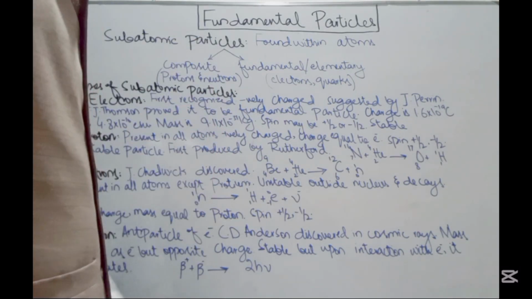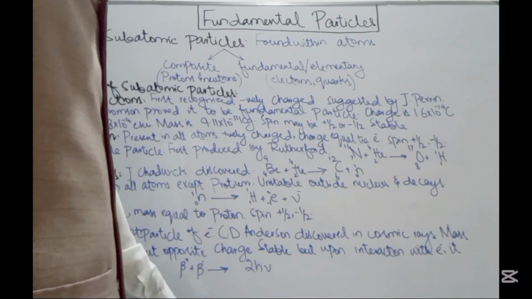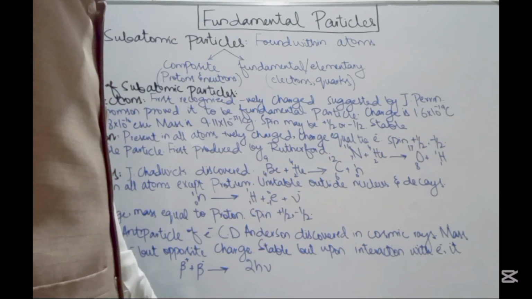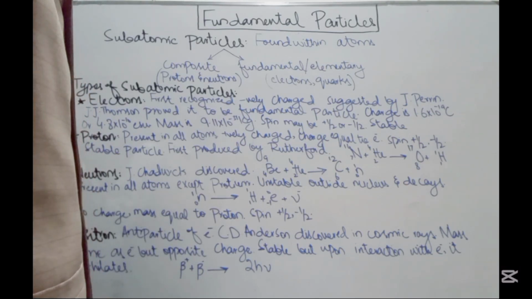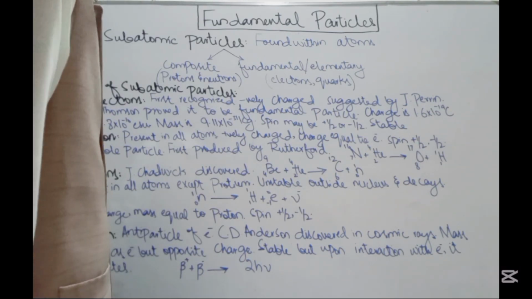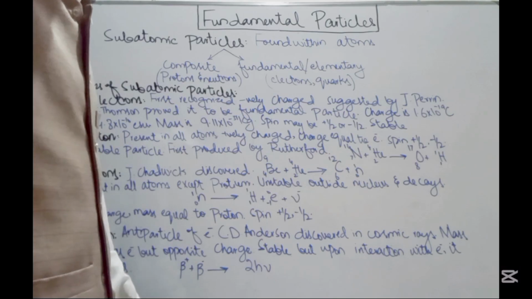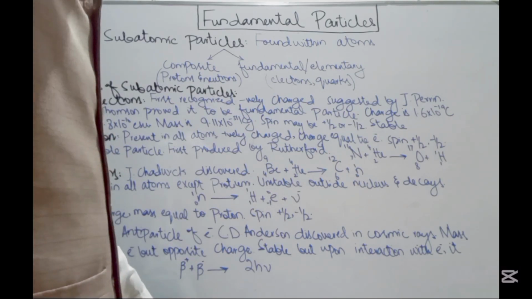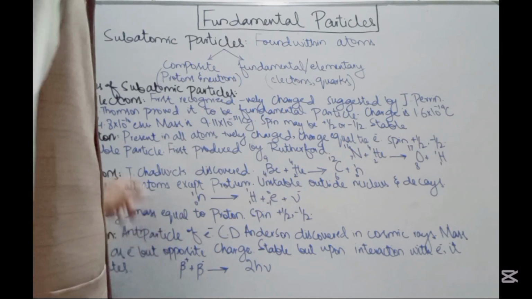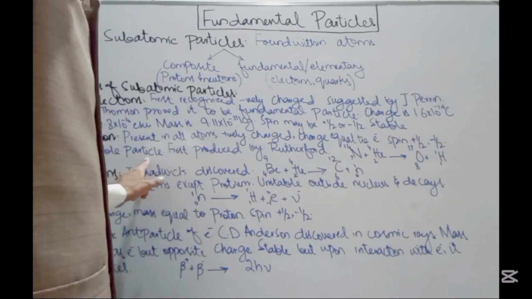If we talk about the charge of the electron, the charge is 1.6 × 10^-19 coulomb or 4.8 × 10^-10 ESU. Basically there are two units of charge. One is the coulomb, that is the SI unit, and the other is the ESU, the electrostatic unit, that is basically the CGS unit of charge.